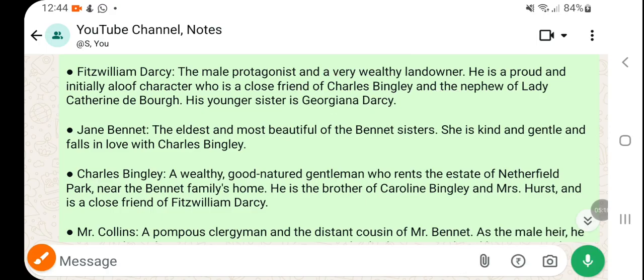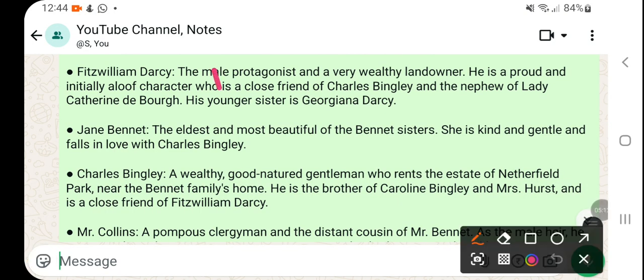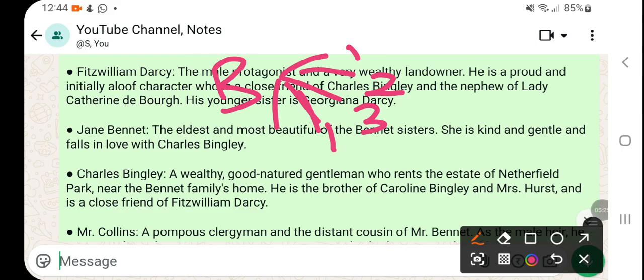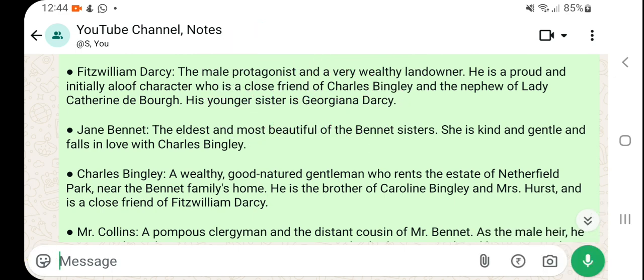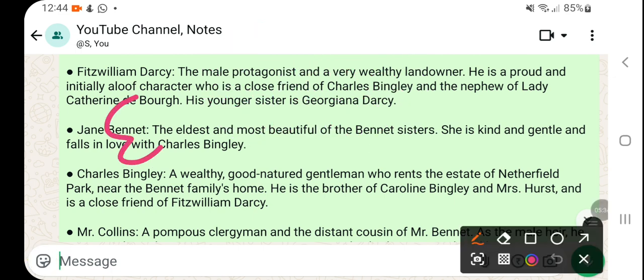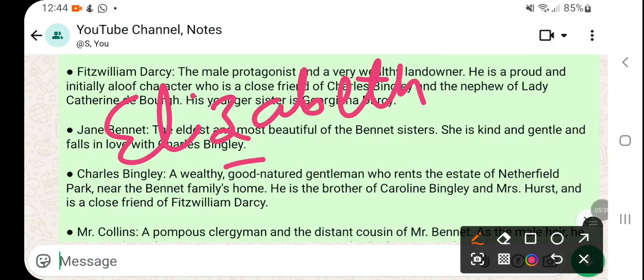So here we have seen the Bennet family, 5 daughters, right? Jane, Elizabeth, then Mary, then Kitty or Catherine, and then Lydia. These are from the Bennet family. Then number 2 we have seen Elizabeth. She is the female protagonist, the second eldest daughter of the Bennet family.